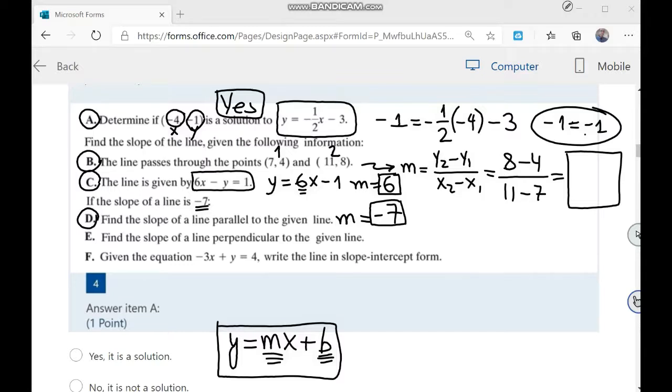Now, next question. Find the slope of a line perpendicular to the given line. If the lines are perpendicular, not parallel now, then you multiply the slope of one and the slope of the other one, and you always find negative 1. That means the slope of this line that's perpendicular to the slope negative 7 is 1 over 7. Because if you multiply 1 over 7 by negative 7, you have negative 1, right? So this is the answer for letter E.